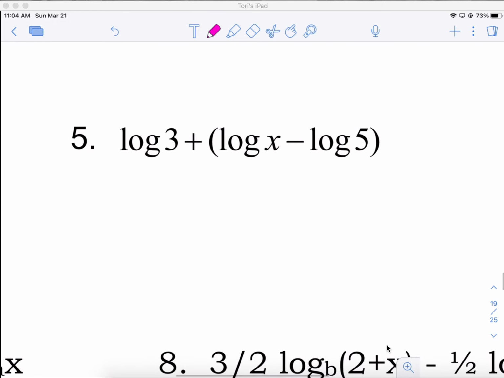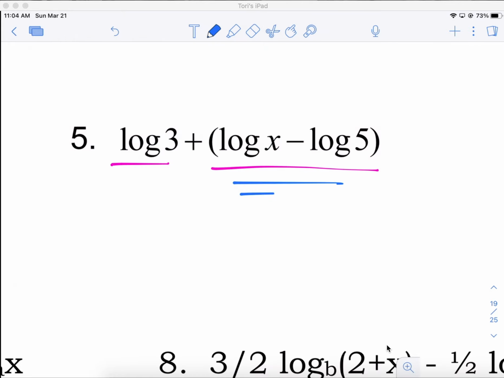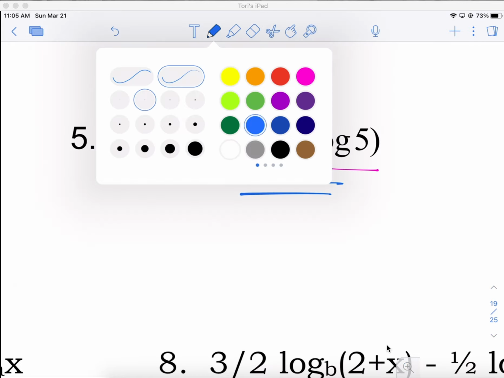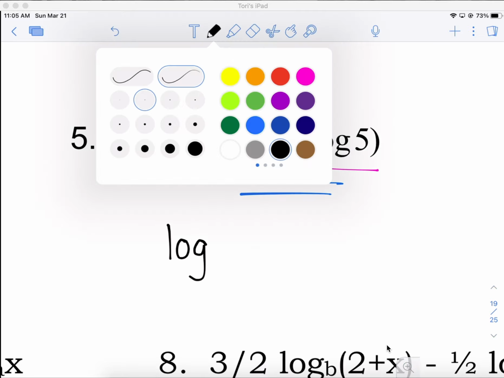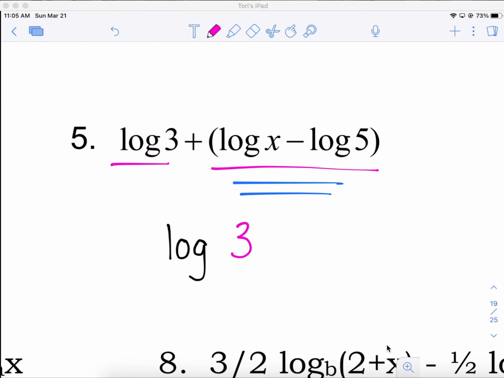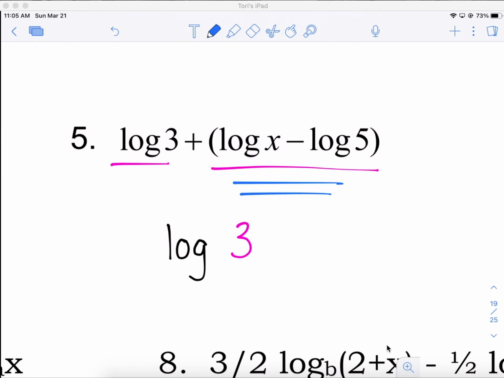This one's a little bit different. You are going to be making sure that this part and this part multiply together, but these two guys have to divide from each other. So you have to be kind of careful on that. So we're doing log of 3, and 3 is going to multiply with x over 5 because those two pieces have to subtract.